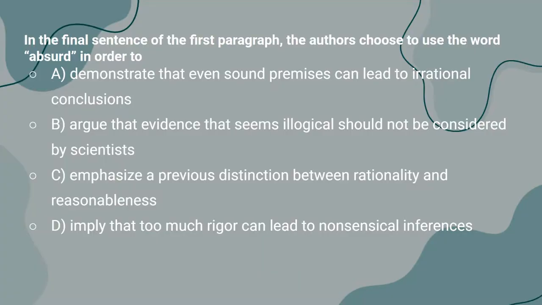B, in the final sentence of the first paragraph, the author chooses the use of the word absurd in order to blank. So I was hinting at this earlier, but this is where you can really bring in connotative and denotative meanings. So I actually think I use this exact example. Absurd is just a simple word. It's like over the top, annoying, whatever it may be, crazy.